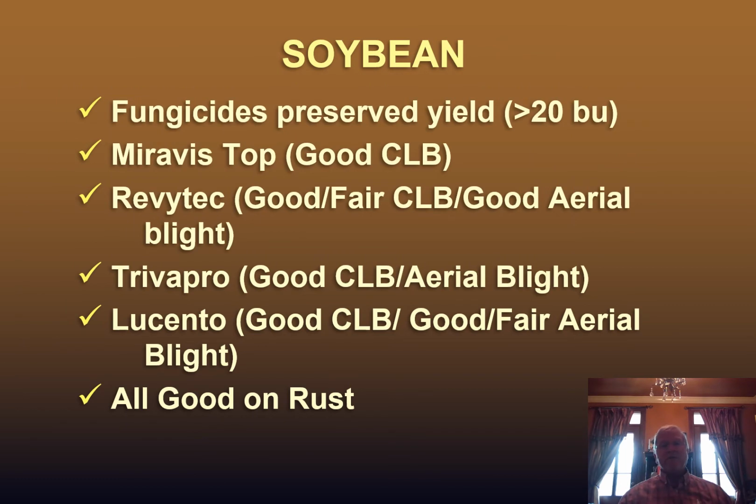So, just to summarize, the fungicides did preserve yield. In some cases, we had a 20 bushel higher yield relative to the non-treated. Miravis Top did look pretty good on Cercospora leaf blight, which is probably our number 1 disease we have to deal with. Revytek again looked good to fair on Cercospora leaf blight and good on aerial blight. Trivapro was good on Cercospora leaf blight and aerial blight. Lucento was good on Cercospora leaf blight and fair to good, depending on the location, on aerial blight. All the products were good when looking at soybean rust.